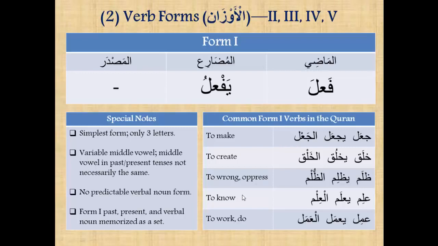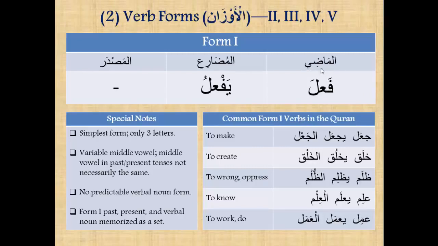Actually, one more thing. The best way to learn these verb forms, especially the harder ones, 2, 3, 4, etc., you have two strategies. Number one is to listen, to repeat and listen to the sound, listen to the phonetics. And number two is by way of example, looking for representative verbs of each form. So let's review form one.